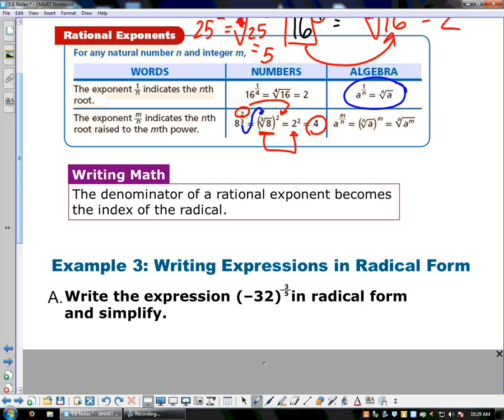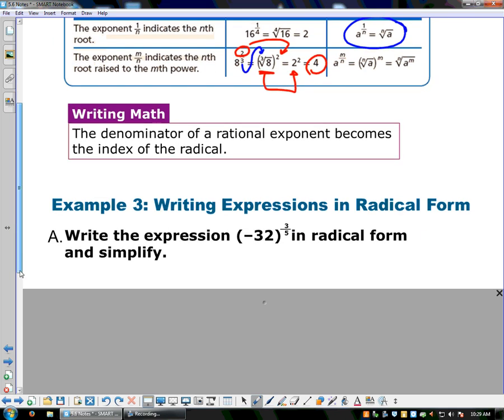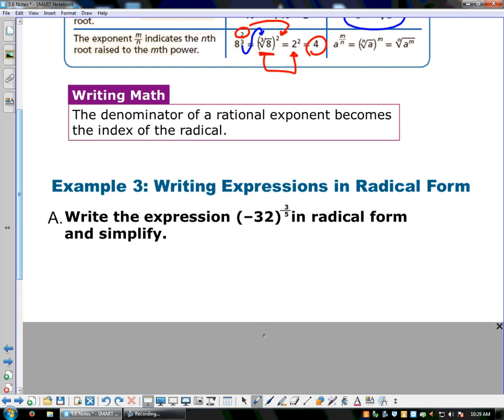All right, let's take a look at this example. Writing expressions in radical form. Write this expression, negative 32 raised to the 3/5, in radical form, and then simplify. So remember, the denominator of your exponent becomes the index on the radical. The base that you had becomes the radicand, and we're going to raise that to the numerator power, like this. That's how you'd rewrite this in radical form.